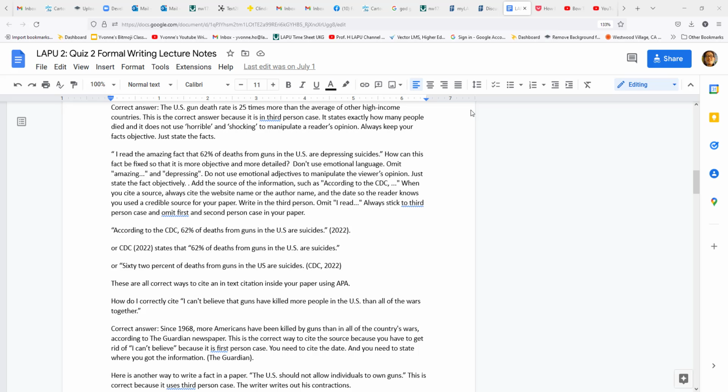Also, you need to add the source of the information. Where did you get that 62%, which was so amazing? You have to write "according to the CDC." When you cite a source, always cite the website name or the author name and the date. Use third-person case and avoid saying amazing and depressing. Avoid those kinds of manipulative adjectives that you hear on the news all the time.